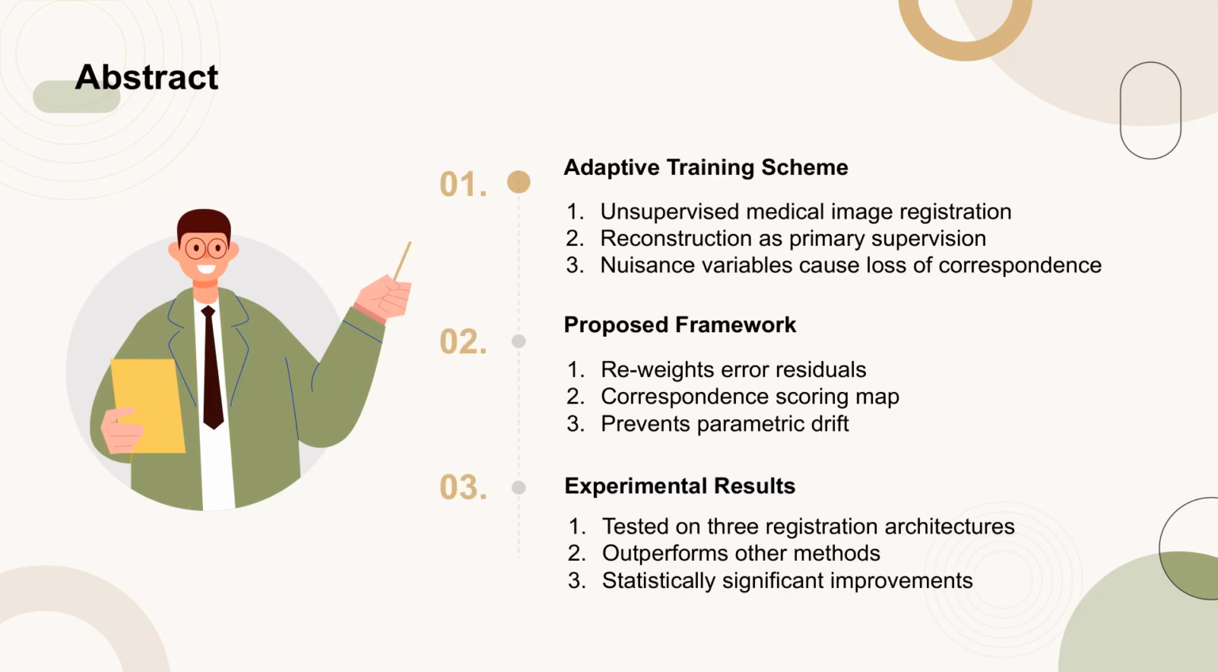The abstract introduces an adaptive training scheme for unsupervised medical image registration. Existing methods primarily use image reconstruction as the supervision signal. However, factors like noise, covisibility, and inconsistent image acquisition can lead to a loss of correspondence between images. To address this, the proposed framework reweights error residuals using a correspondence scoring map, preventing the parametric displacement estimator from drifting due to noisy gradients.